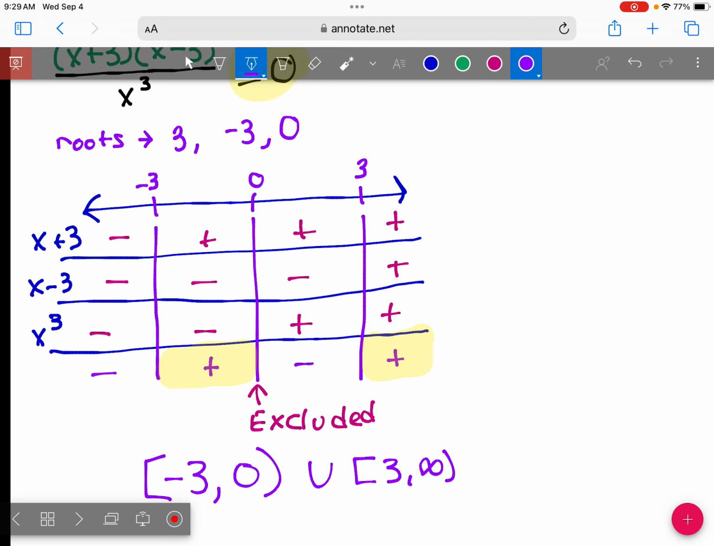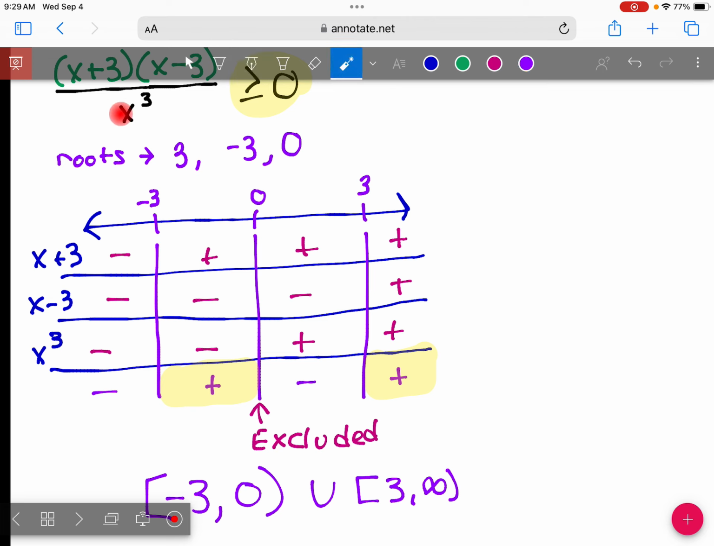Because if we look back at our function, if x was 0, I would have a 0 in the denominator. And 0 in the denominator makes our whole system break. It's an excluded value. From -3, because this edge was our -3, so from -3 to 0, we just can't include 0. And then we start back again at 3.